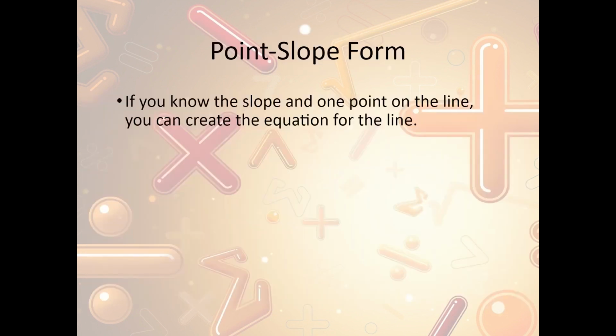Now what is point-slope form? We use point-slope form if we know the slope and 1 point on the line. We can still create the equation for the line even though we don't have the y-intercept. And here's how we do it. We start with y equals mx plus b, and we plug in the slope for m. So whatever the slope is that's given to us, we plug that in for m.